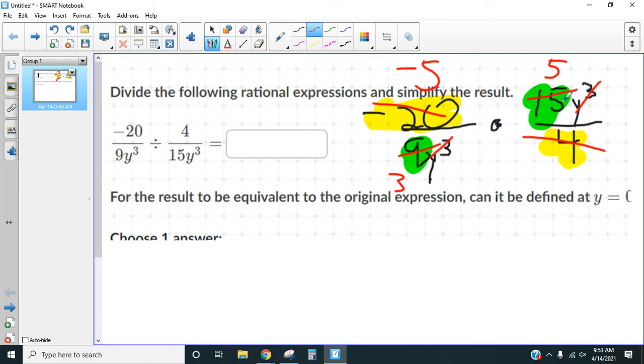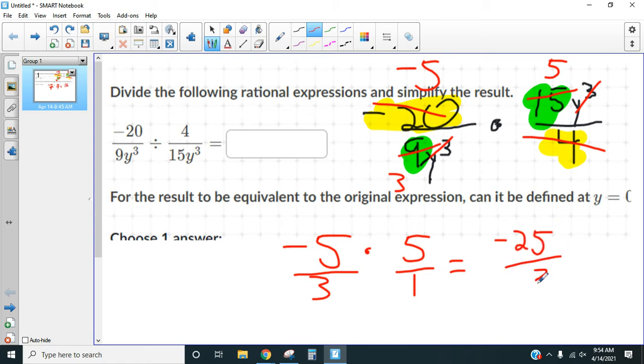Now, we have a mess up here. On the top we have negative 5. Over here we have 5. The variable canceled, it's gone. We have a 3 here. There's nothing left under the 5, but there really is a 1, right? So now we can go straight across. Multiply the tops, multiply the bottoms. That's our answer.